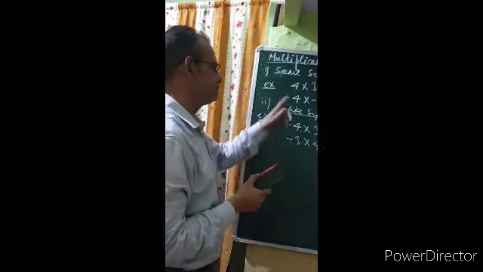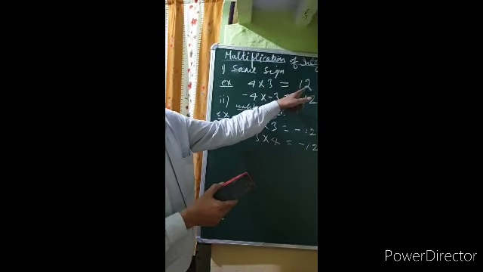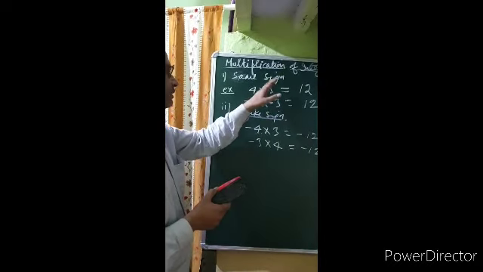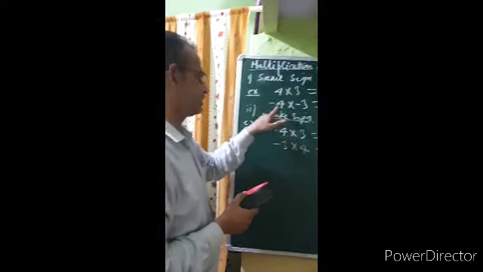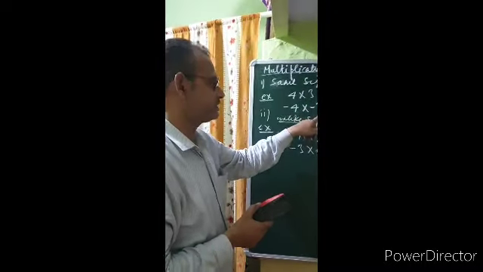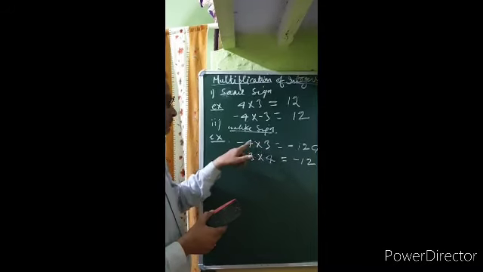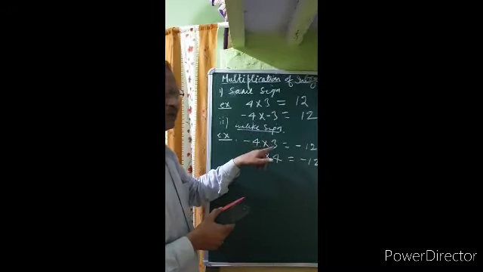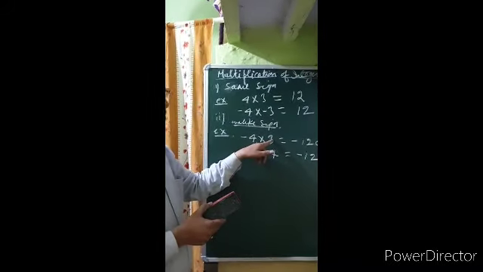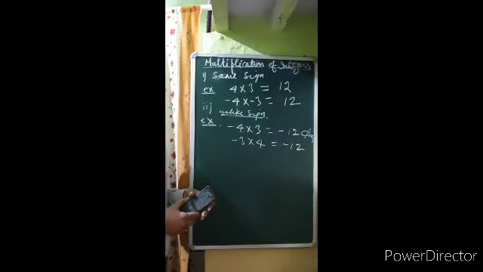Whenever they are of the same sign, we'll multiply the absolute value of the two integers and put the positive sign. Whether they are negative or positive doesn't matter. If they are of the same sign, we'll multiply the absolute values and put the positive sign only. And if the two integers are of opposite sign, one positive, one negative, then we will multiply the absolute values and put a negative sign, as I have shown you over here.